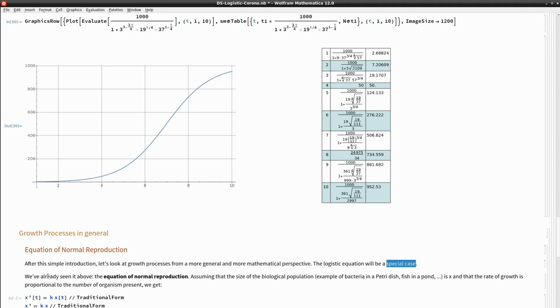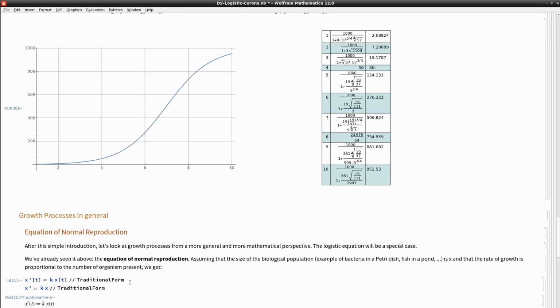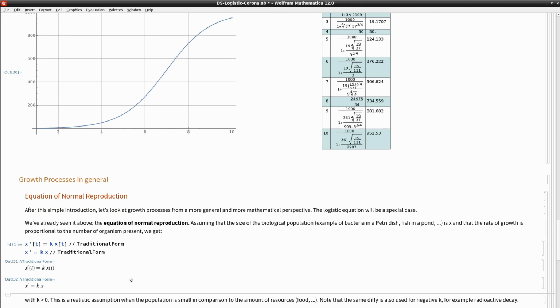As we've already seen above, the equation of normal reproduction is when we simply have the right-hand side multiplied with the factor k. So we have change is k times state, or the other way around, state depends on change. This is a very simplified way of thinking about it. Change of state depends on state, and state depends on its own change.